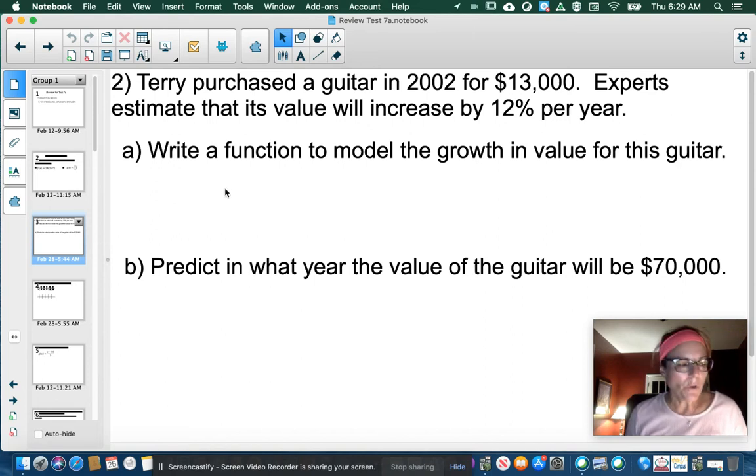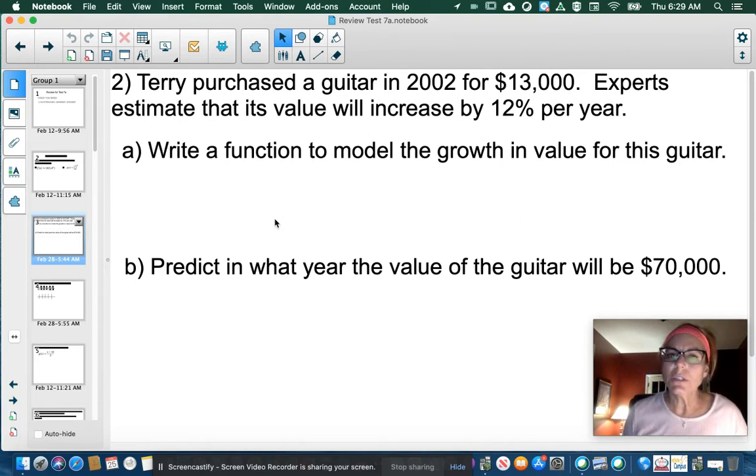This is a video going through problems 2, 5, and 6 on the review for test 7A. So this problem right now is on page 38. 2 and 5 are on page 38, and 6 is on page 39. These are problems similar to what is on the take-home test.